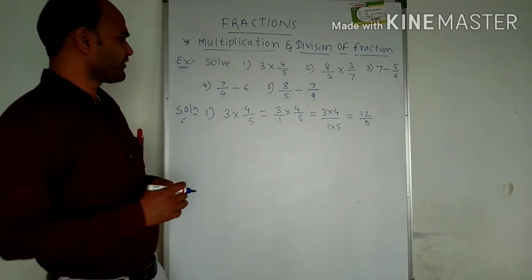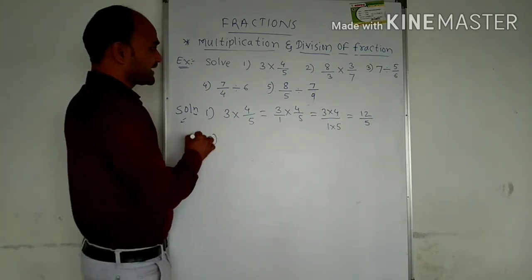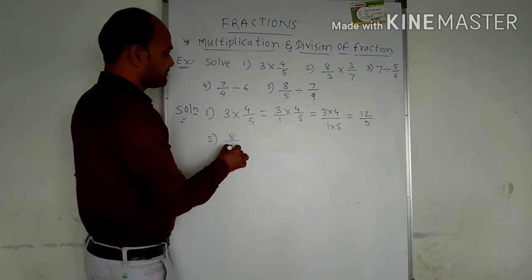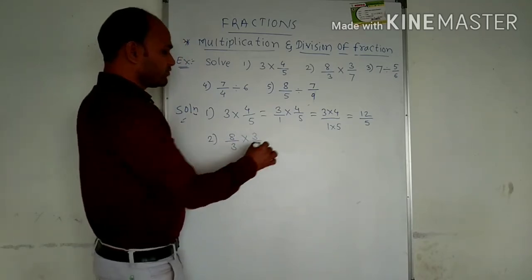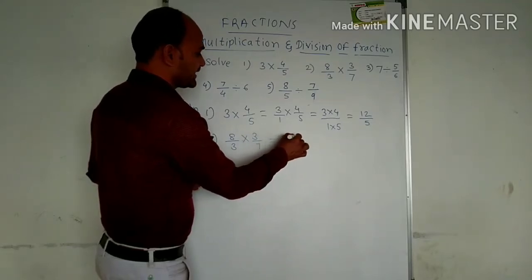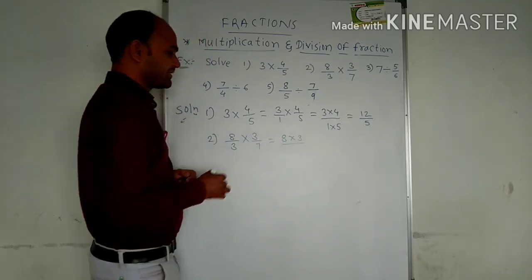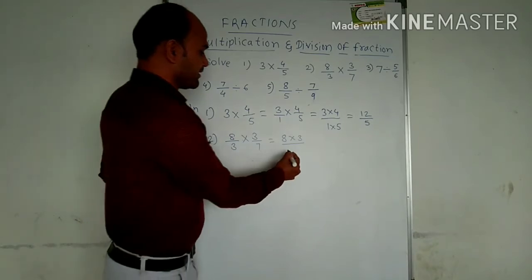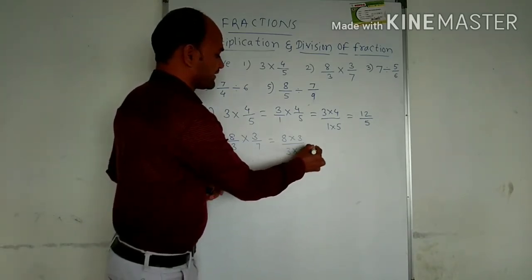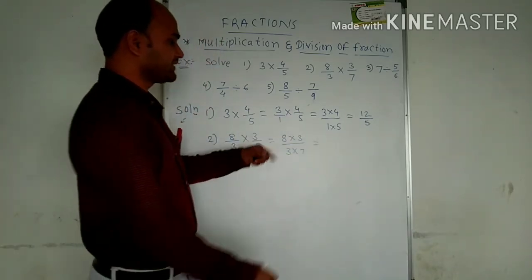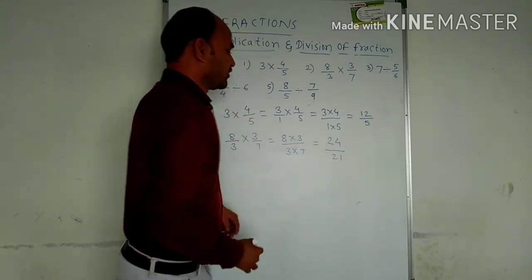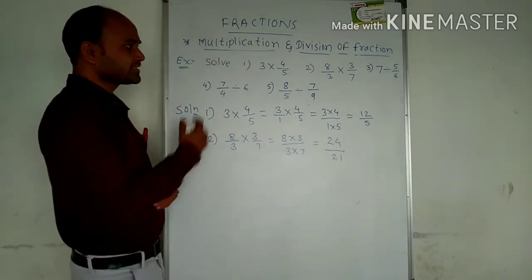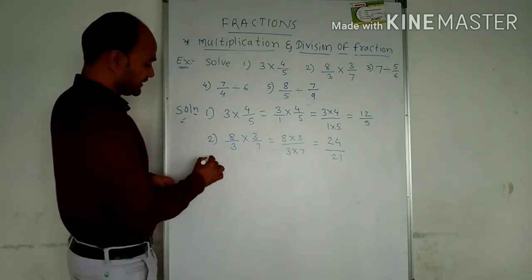In the same way we can see another question. The second question we can take here is 8 upon 3 multiplied by 3 upon 7. Directly we multiply the numerators, 8 into 3, and the denominators, 3 into 7. We get 8 3s are 24 divided by 3 7s are 21.